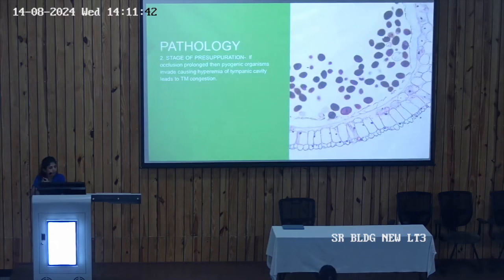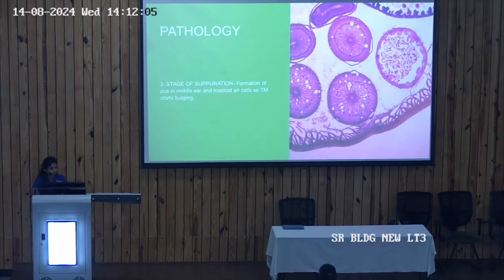What happens in the stage of pre-suppuration? If the occlusion of the eustachian tube is prolonged, then there are chances of pyogenic organisms invading, which again causes hyperemia of the tympanic cavity. And here the tympanic membrane starts becoming congested. First, the tympanic membrane was only retracted. At this stage, congestion is happening.